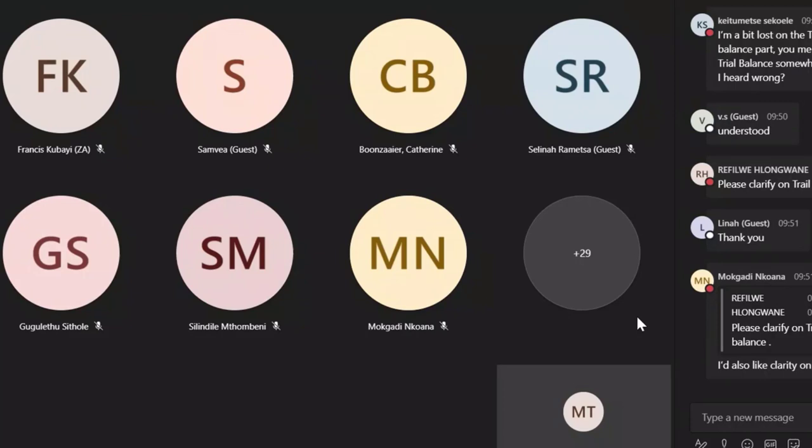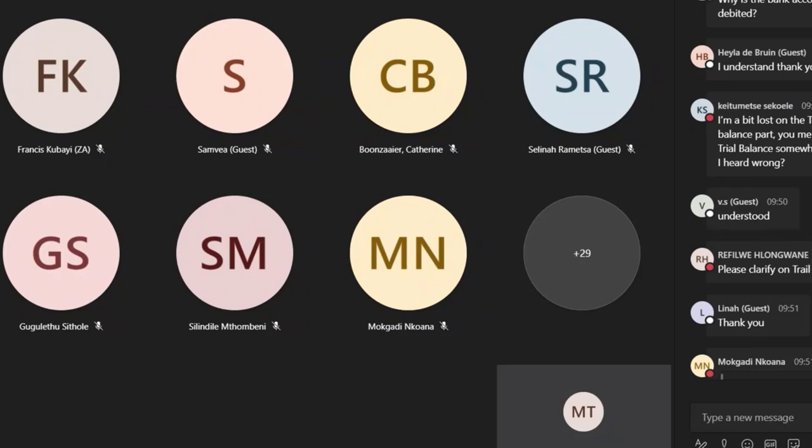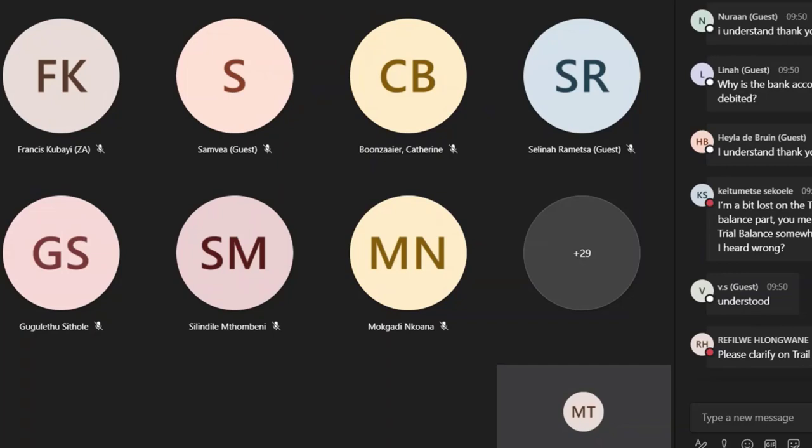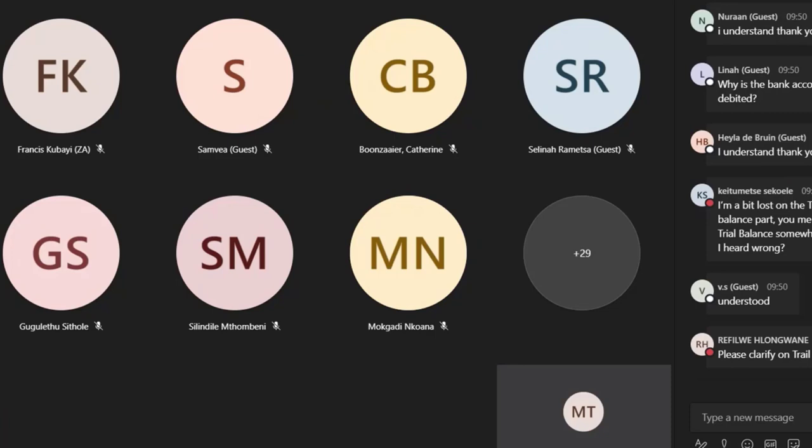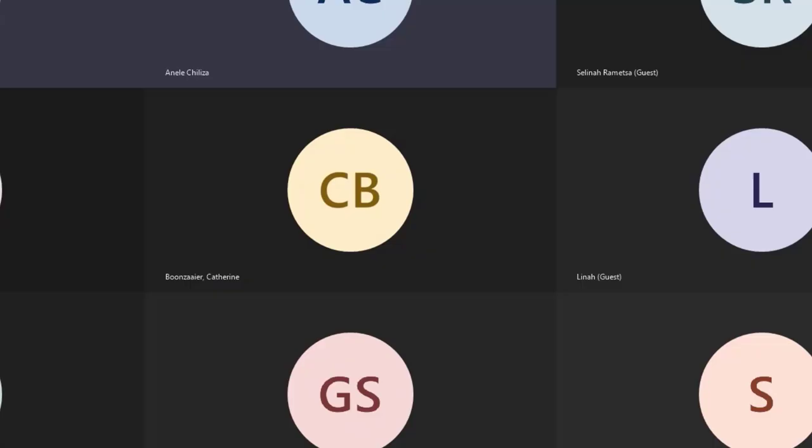Okay, let's look at Refilwe. Refilwe, please clarify on the trial balance. So guys, the trial balance, I will clarify it. Kitumetsi, yes, I see Kitumetsi also: I'm a bit lost on the trial balance part. Yes, I did mention the trial balance, Kitumetsi. Refilwe also wants clarity regarding the trial balance. Guys, I'm going to share something with you now. Tell me when you see it. I'm going to explain that part of the trial balance to you guys. Thank you for raising the confusion regarding the trial balance.